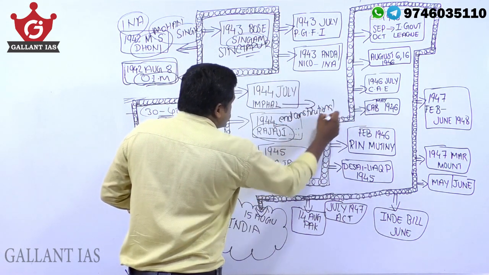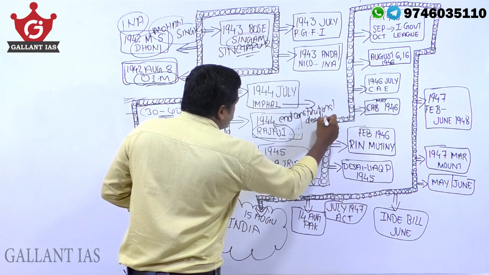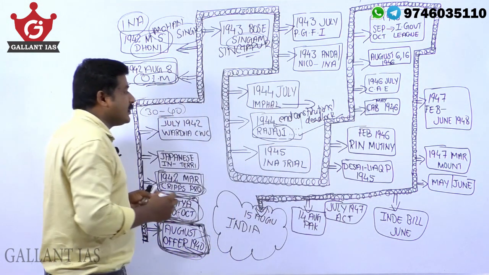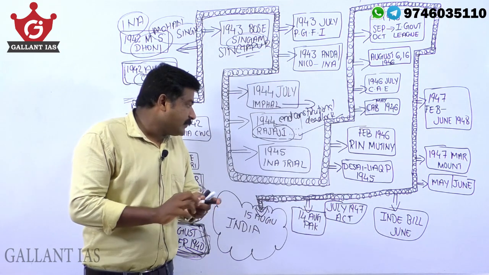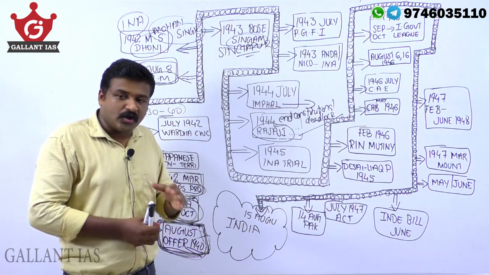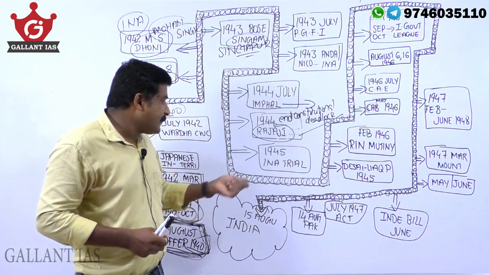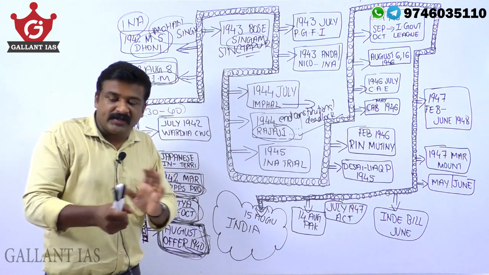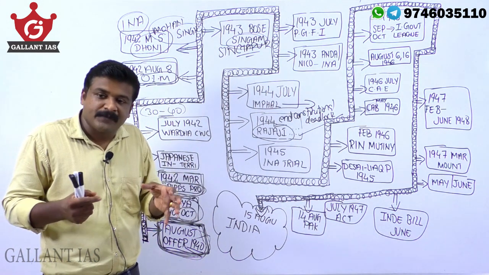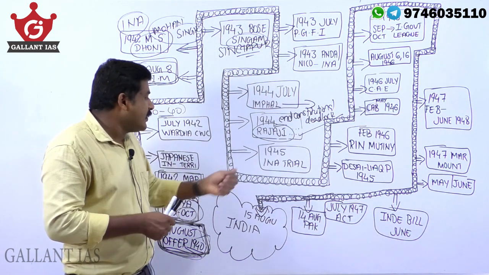End constitutional deadlock between Congress and League. There is a Rajaji Formula that became the basis for the Gandhi-Jinnah talks in the same year, but that discussion, that talk, was a failure. The Congress and League could not reach a mutual understanding.